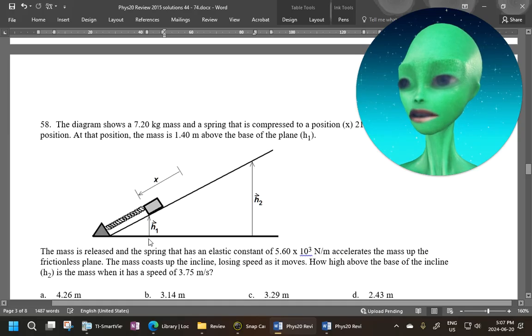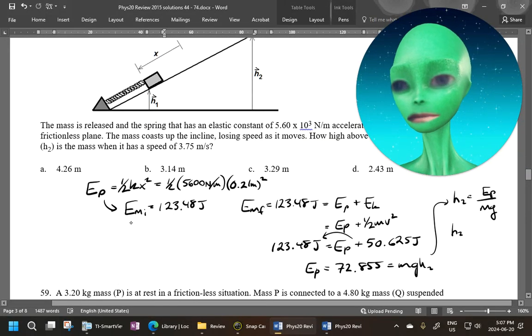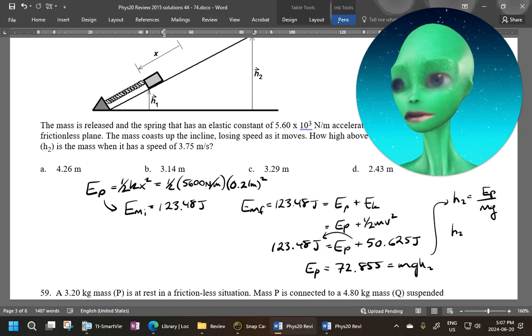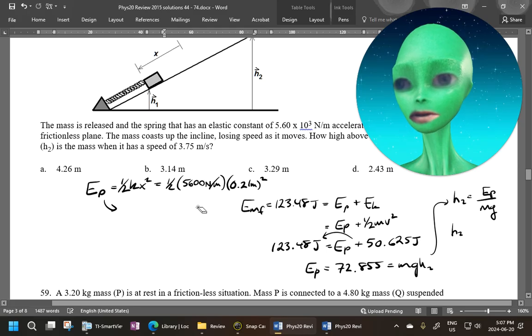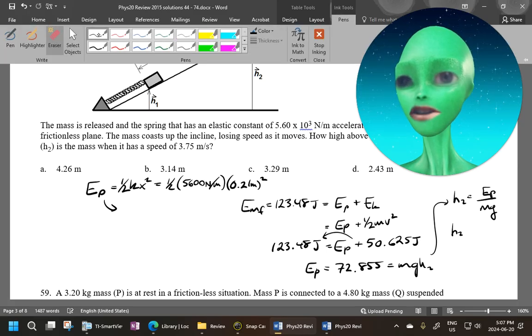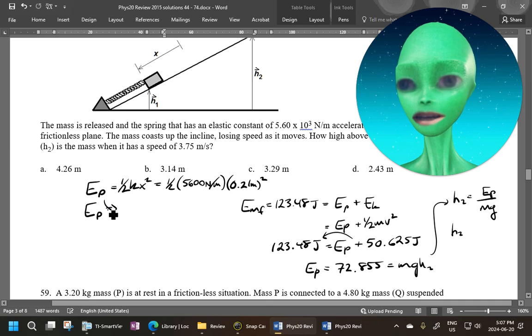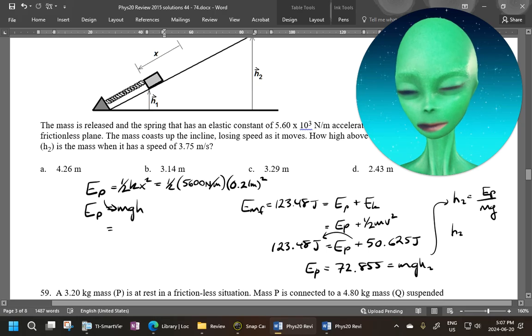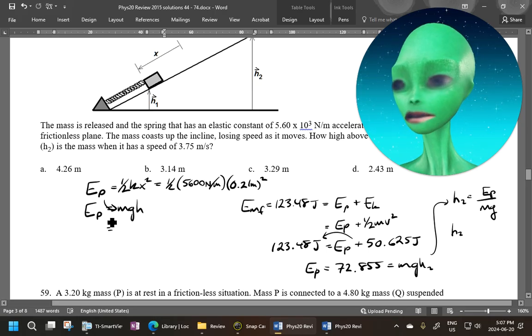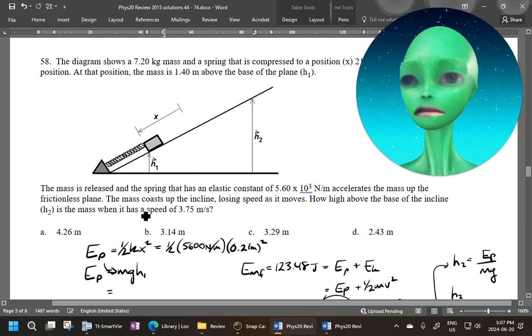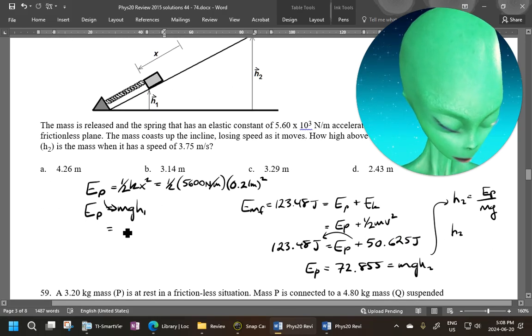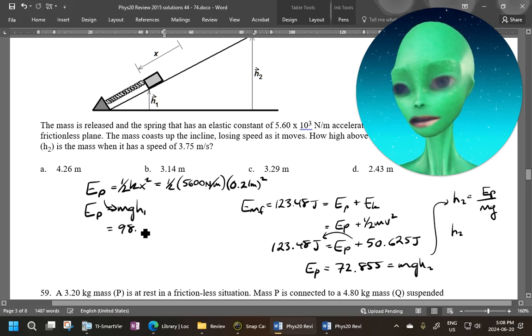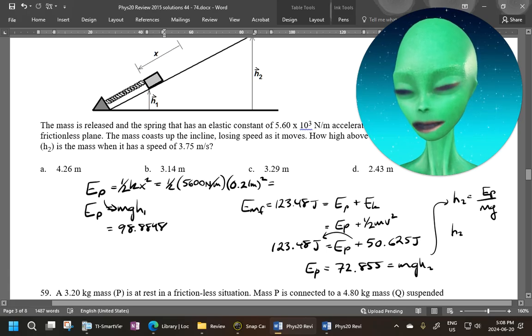Oh, this is at the max compression. I forgot to add that piece in there. So, okay. So this is EP, but I also have to add in the other EP. Let me just go through and fix that. So over here, I got 2 forms of EP. I got EP, and I also got the other EP, mgh. So that's what the other height's for. I forgot about that. 9.81 times 1.4, because it's 1.4 above the ground. This is height 1. Okay, so at this height, it's 98.8848. Here, I forgot, I just erased that number. I don't know why I did that.